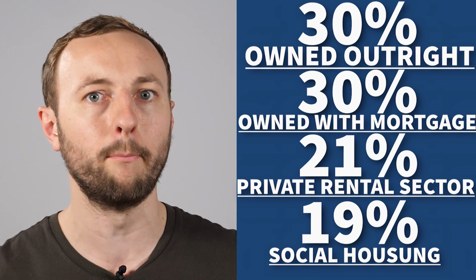And so if you've got more than 30% owner-occupier owned outright and more than 30% owned with a mortgage, that's going to show that it's a lower rental area, but usually that would mean a strong capital growth area.